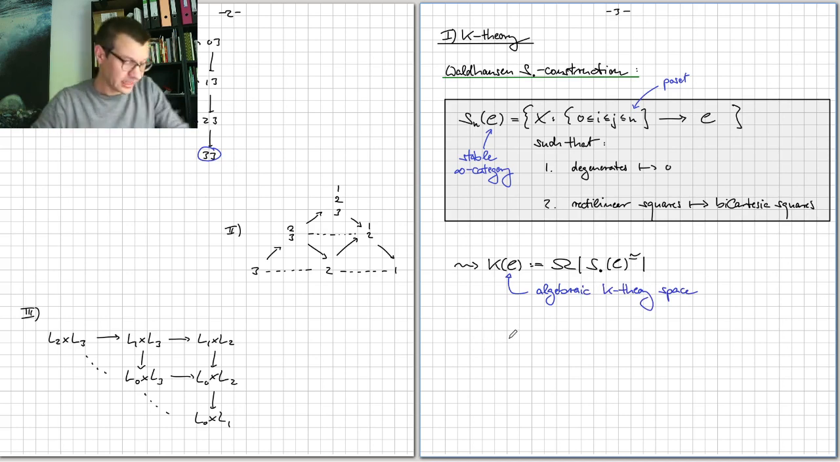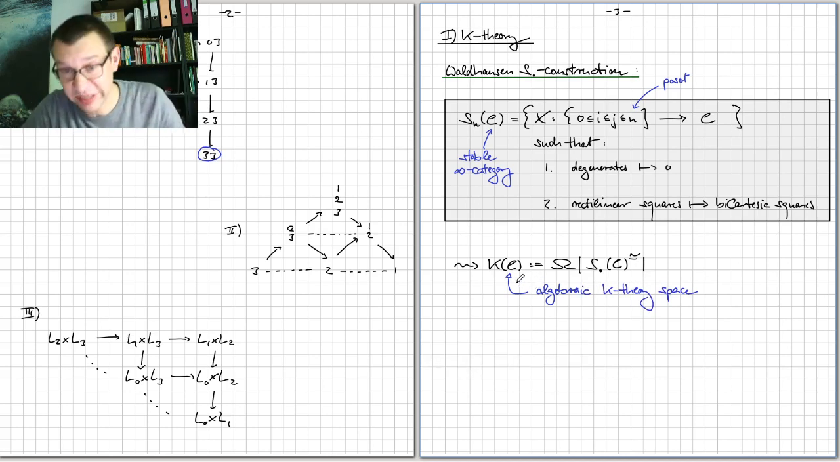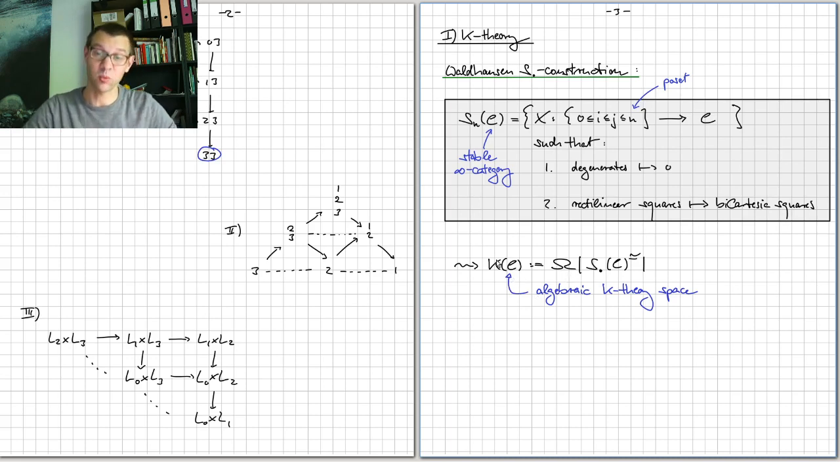Okay, and so the next step would be to equip this K-theory space with the structure of a spectrum. So we already see it's a one-fold loop space. We would like to realize it as an infinite loop space. And there are several ways of doing this. The method I would like to present is actually slightly different from Waldhausen's one.